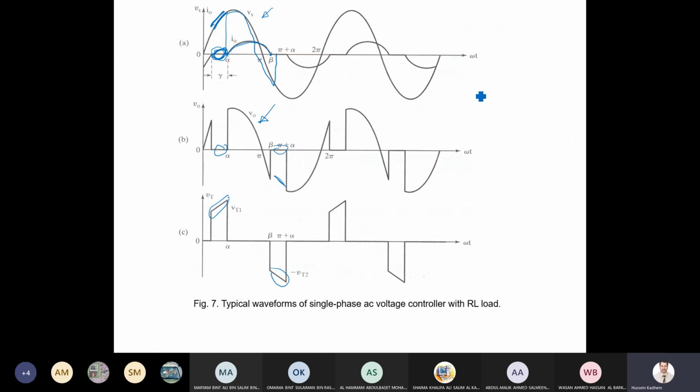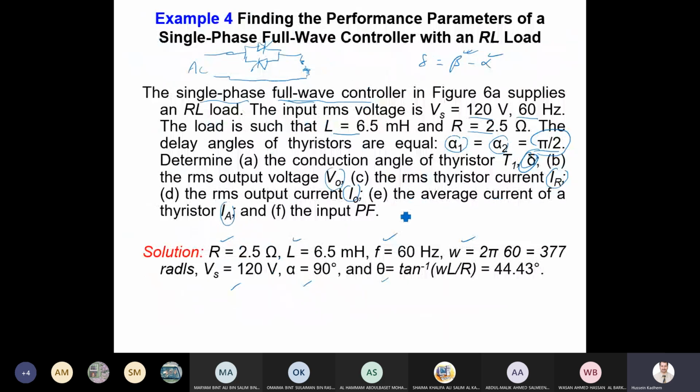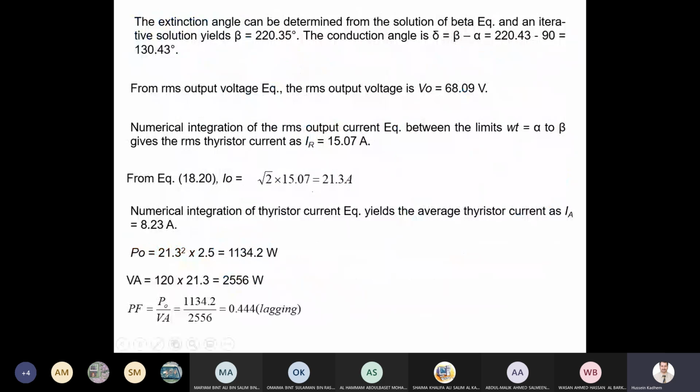Do I have a formula for beta? Yes, this is the formula. I use this formula by iteration. Beta is usually after 180. Let's assume it is 200 or 210. Trial and error will take you to beta. I use the formula, and I got beta.